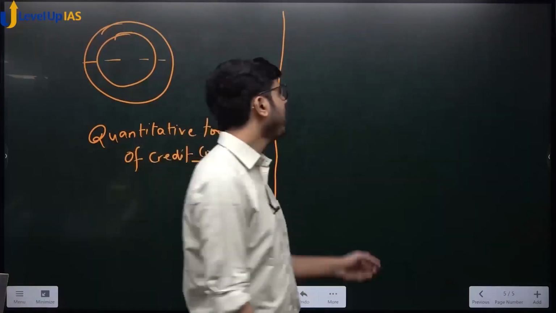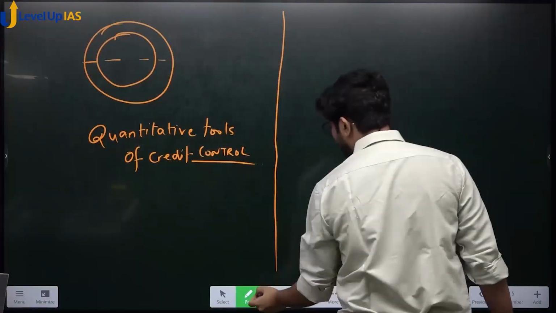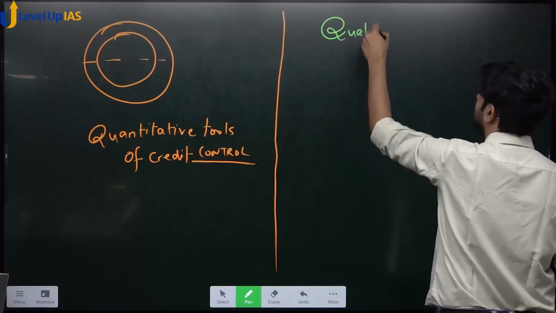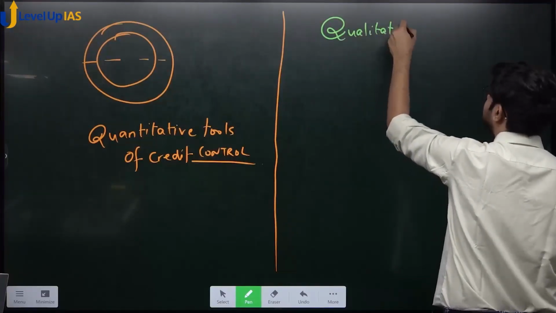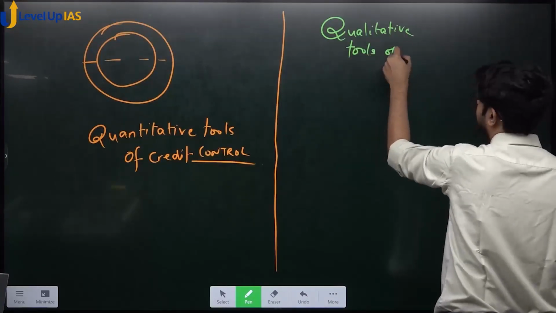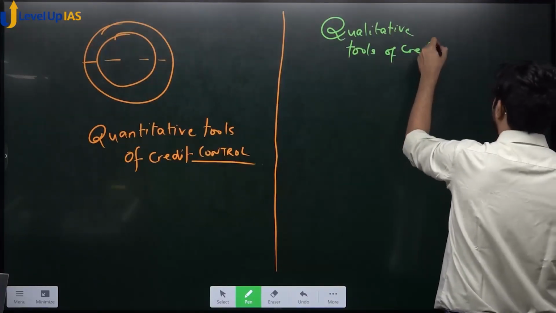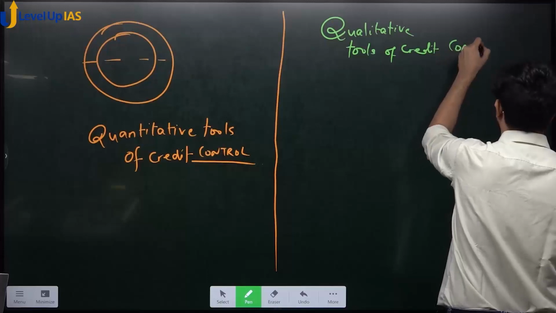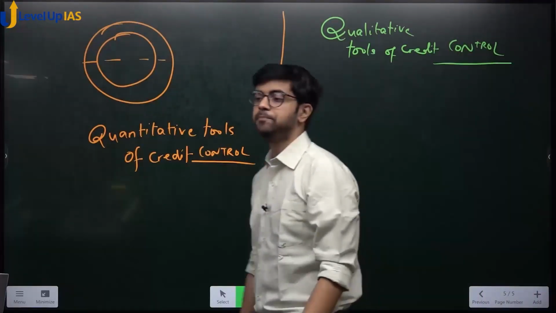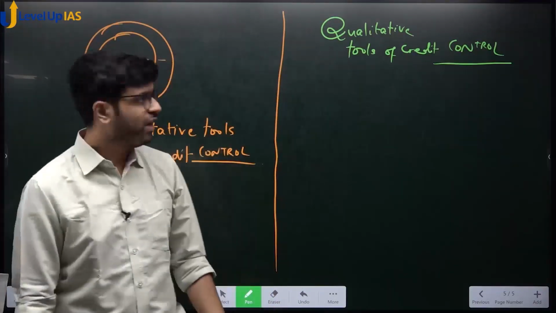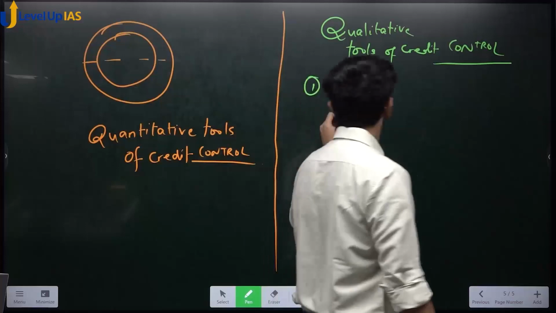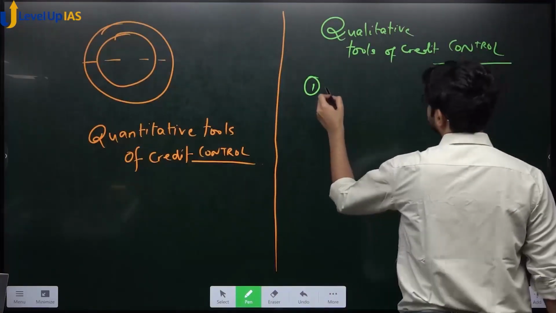So how will you do that? Let us see what are the qualitative tools of credit control now. Qualitative tools of credit control. Simple hai, but I'll tell you how it works. Now you are rationing the pie, okay? One of the tools is, pay attention, I'll give you time to write.